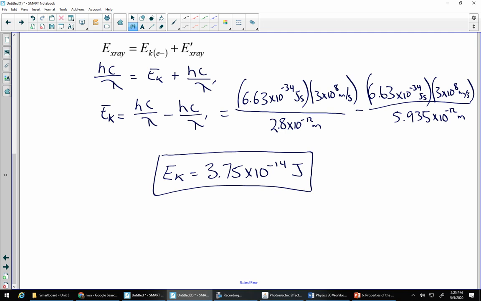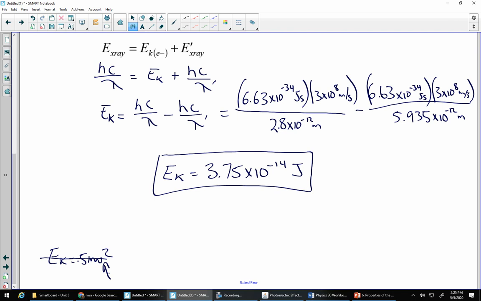That being said, could you take this one step further? Could you figure out the speed of that electron? Absolutely. I'll just do this off in the corner over here. EK equals 0.5 mv squared. You could take that one step further. You could figure out the speed. That's not an issue for you.